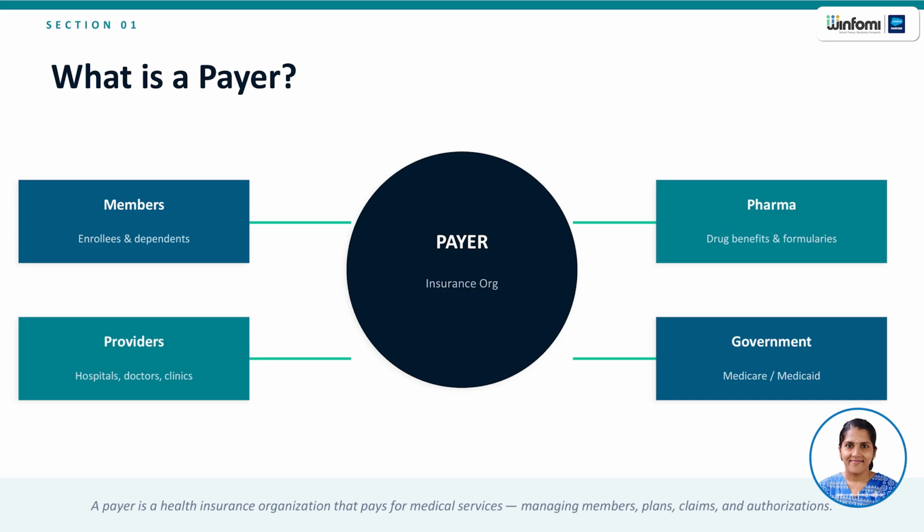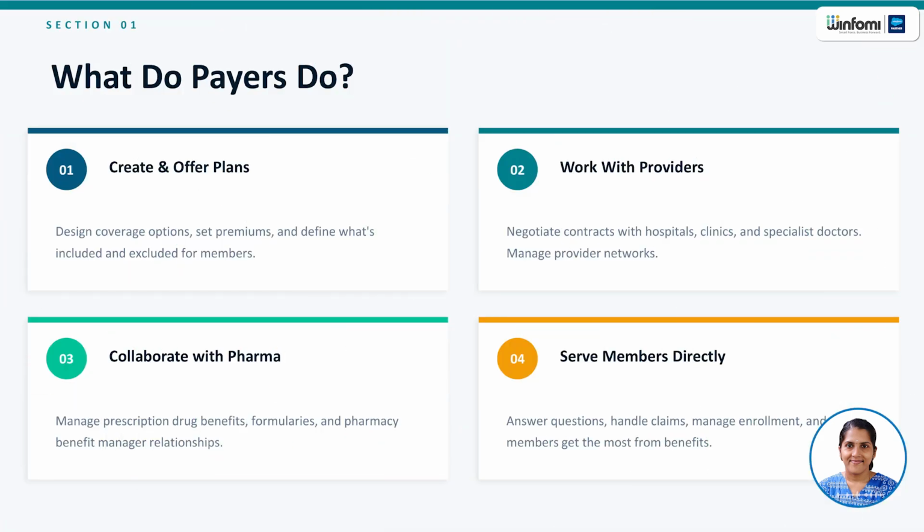A payer is a health insurance organization. Their job is to pay for medical services on behalf of their members. Examples include private insurers, Medicare or Medicaid. But payers don't just pay bills. They create insurance plans, work with providers like hospitals or clinics, manage claims and authorization, and also support members. At the center of everything is a member, that is the patient.